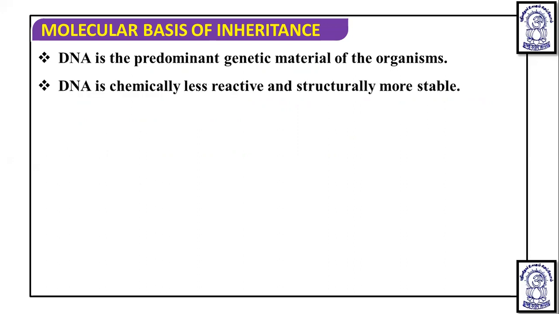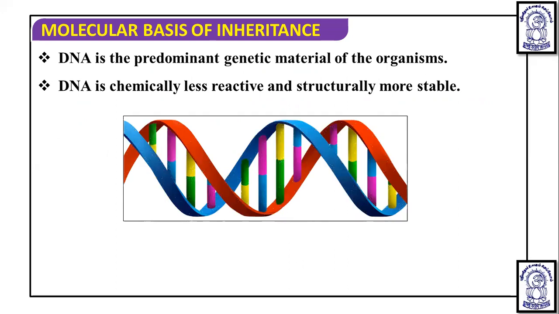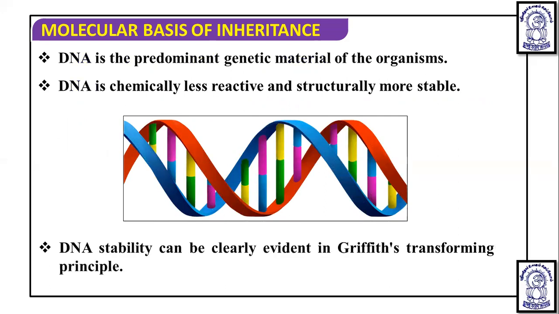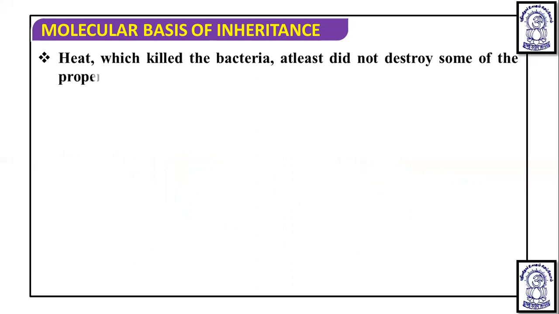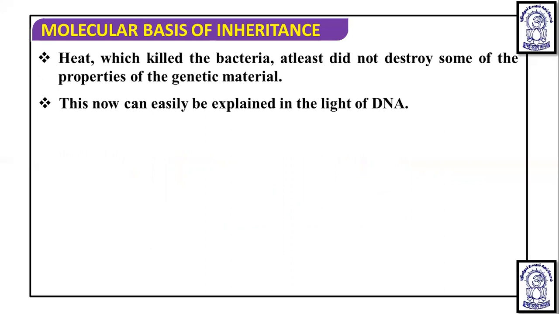It is chemically less reactive. Why is DNA selected as genetic material? Because DNA is chemically less reactive, it is structurally more stable compared to RNA. And DNA stability is clearly evident in Griffith's transforming principle. Heat, which kills the bacteria, did not destroy some of the properties of genetic material. It can destroy everything, but it cannot destroy all the properties of genetic material, specifically DNA. This can now easily be explained in the light of DNA.